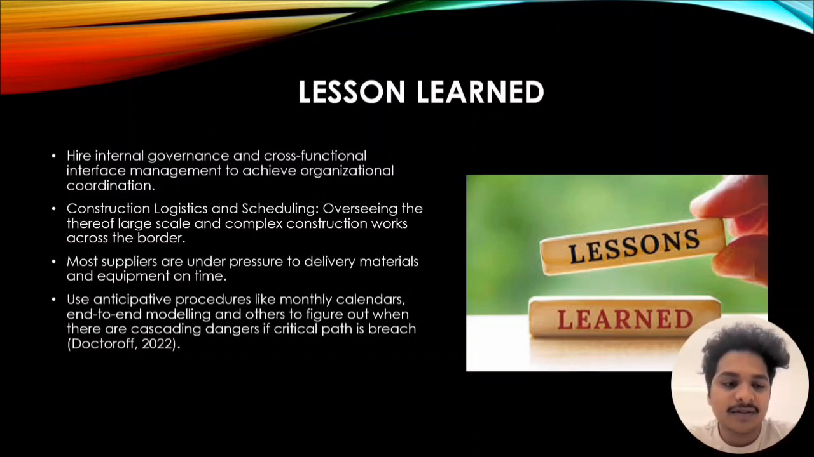But the things are going up and down. So use anticipative procedures like monthly calendars, end-to-end modeling, and others to figure out when there are cascading dangers if the critical path is breached. So there have to be some rules to follow on this.